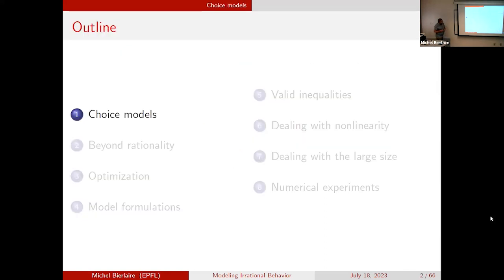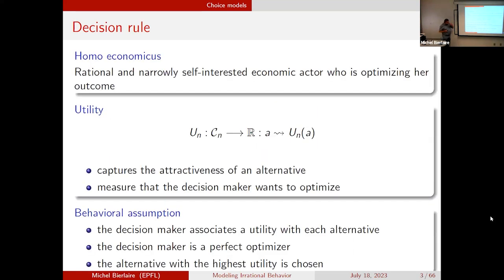Okay, good. So the menu is that I will basically introduce you to choice models, a very quick introduction, and then talk about irrationality, or at least apparent irrationality. And then we'll look at how we can include these models into optimization. And then I will walk you through the model itself that we are trying to solve, the pricing problem I was talking about.